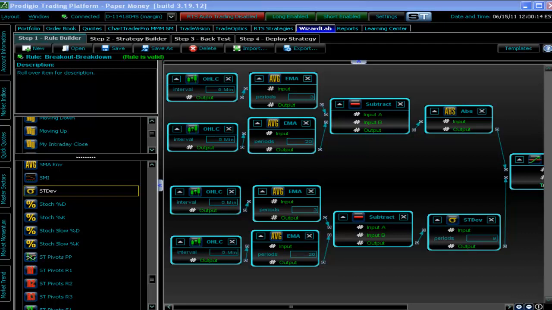I'm the Chief Architect of Prodigio RTS, and we're going to talk about some intermediate/advanced topics in Prodigio Wizard Lab today. Going to show you how you can use the Strategy Builder's Add to Position component in order to apply technical analysis, in order to double down or even more on positions as you have good trading ideas.